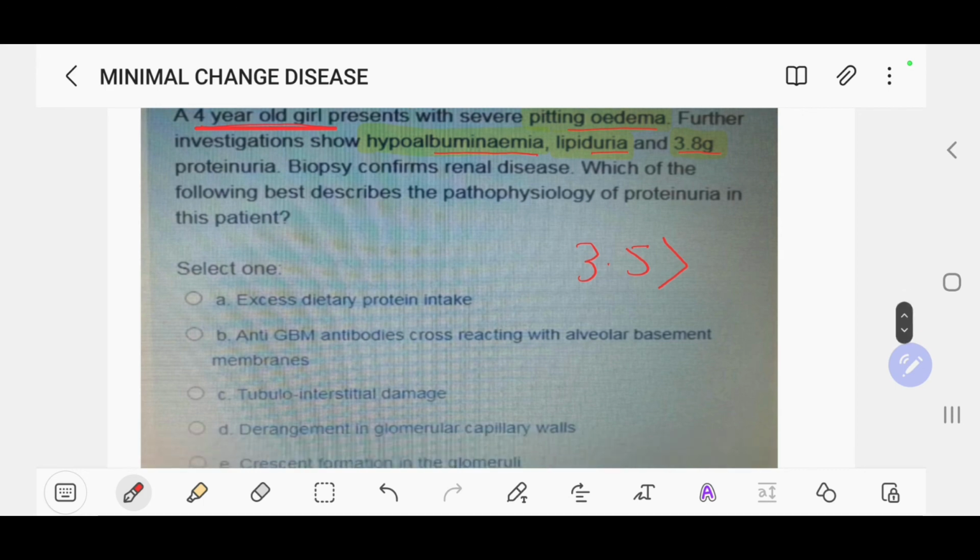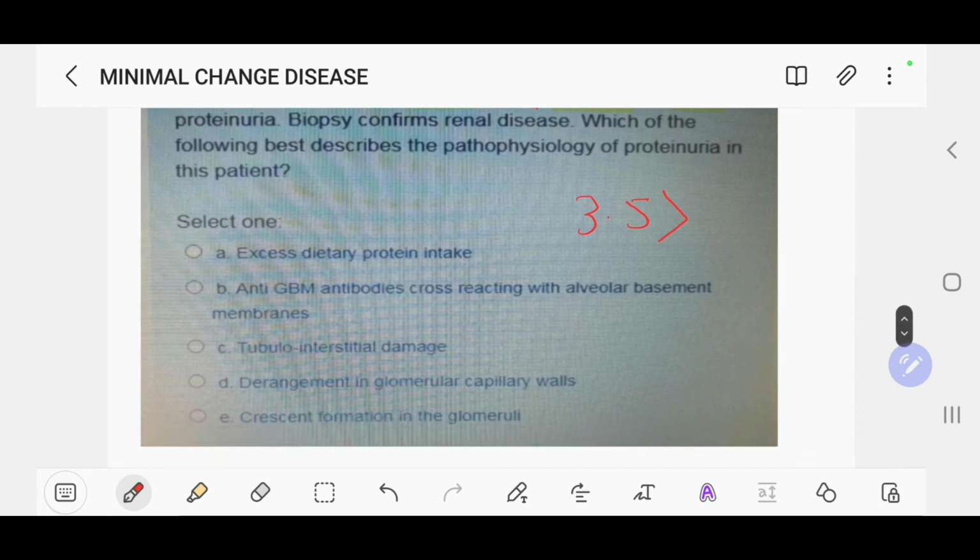The question asks to describe the pathophysiology. When you look at the options, the others are wrong, as they are not related to nephrotic syndrome. The only right option is D, which is related to nephrotic syndrome. And remember what this is called: derangement of the glomerular capillary wall. Simply, it is the effacement of podocyte foot processes, a derangement in the glomerular capillary wall.